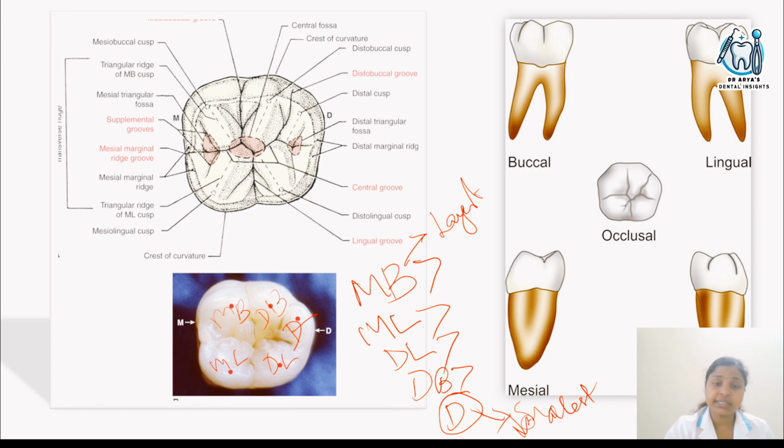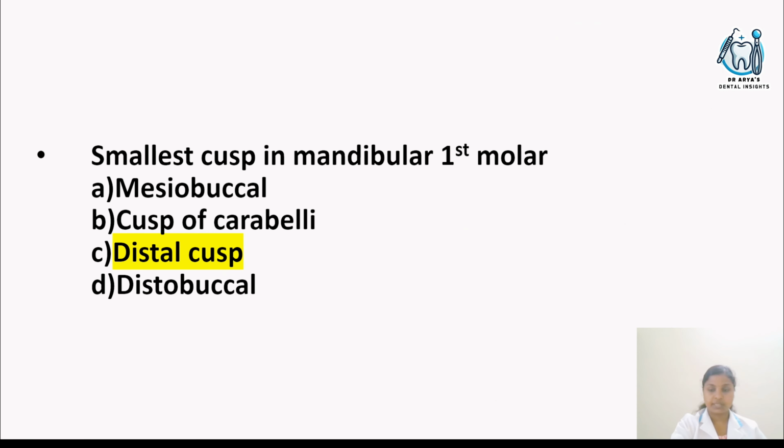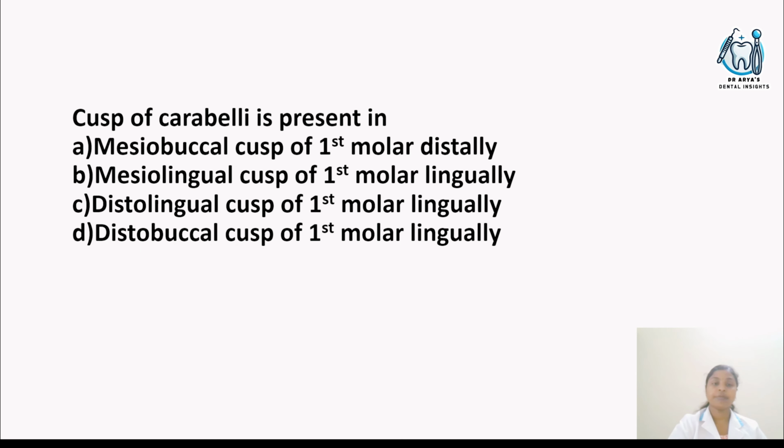So the answer is distal cusp. Distal cusp is the smallest cusp in the mandibular first molar. Next question: cusp of Carabelli is present on the mesiobuccal cusp of the first molar distally, or the mesiolingual cusp of the first molar lingually, or the distolingual cusp of the first molar lingually, or the distobuccal cusp of the first molar lingually. So what is the answer?